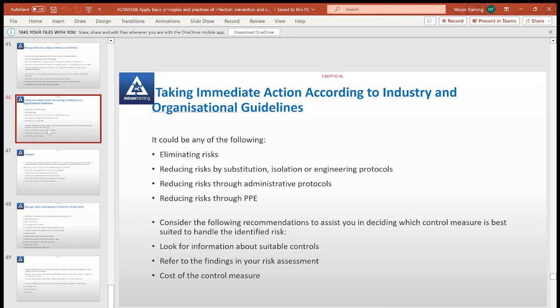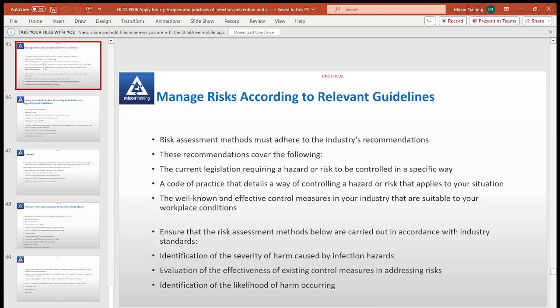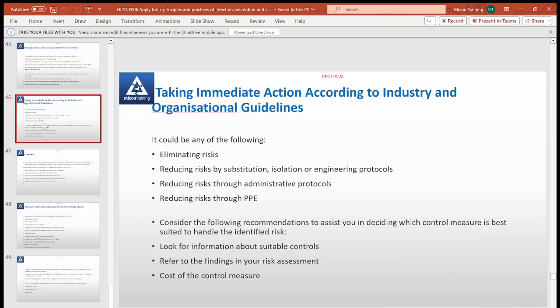Once we are able to understand this and put appropriate measures in place, then the next thing is to take immediate action according to the industry and the organization guidelines. As I said earlier, once our risk matrix is done, we use the hierarchy of control. Then the most important thing is to think about how to eliminate the risk. If we cannot eliminate it, we should be able to reduce the risk or even substitute it to a minimum.